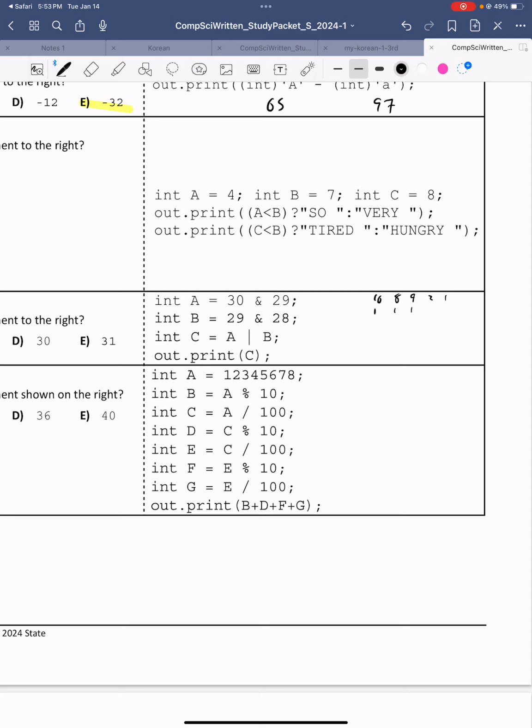8 and 4 is 12, plus 2 again, right? And then how do you get 29? Well, 16 goes into 29 one time. You get 13. How do you get 13? 12, so 8 and 4 and 1 here.